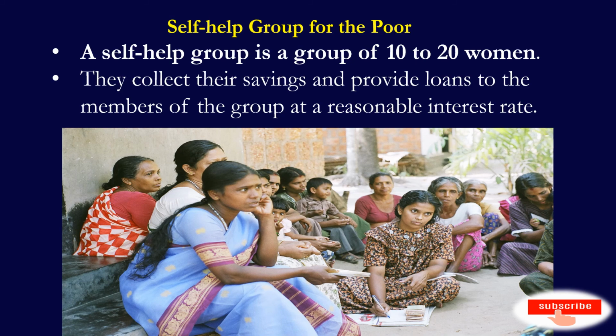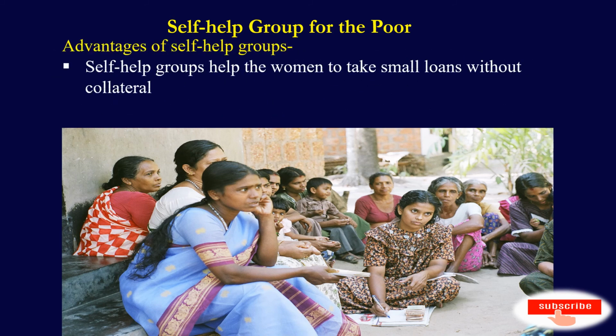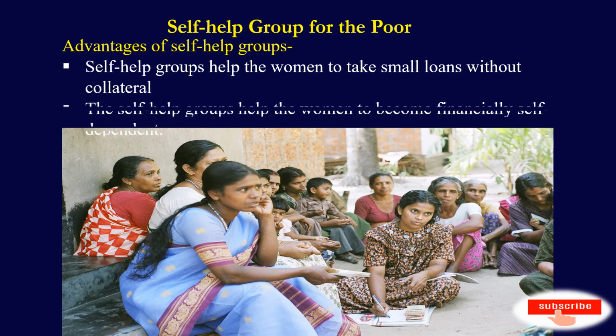The repayment of the loan is not only the responsibility of 1 or 2 members of the group, but all the members of the group are responsible for the repayment of the loan. Thus, the self-help groups are very helpful. They help the women to take small loans without collateral. Women get loans at reasonable interest rates for a variety of purposes like buying seeds, fertilizers or cattle. Thus, the self-help groups help the women to become financially self-dependent.